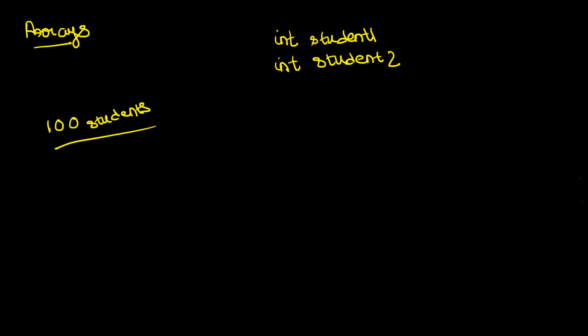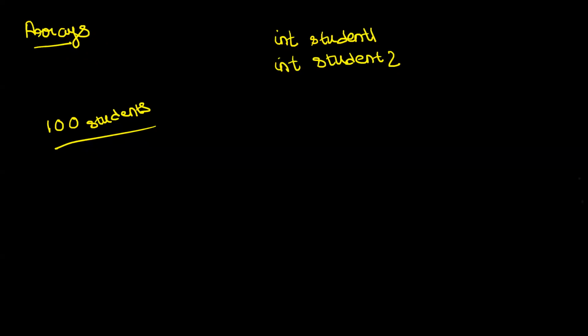Then do you think it will be practically possible for me to make 100 different variables to track the marks of 100 students? student1, student2, student3, student4, student5, likewise till student100. It will be very, very painful for me to name 100 different variables and then maintain 100 different variables. Very, very difficult to keep track of, right? That is where I introduce the concept of arrays.